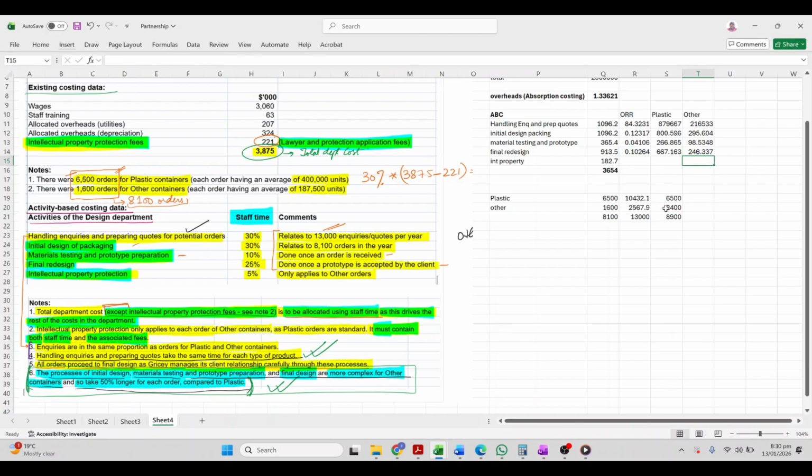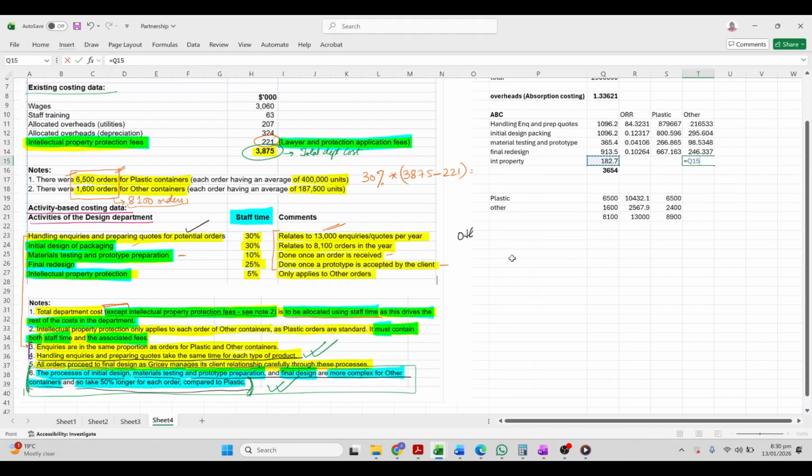Now, the interesting part is the last one, intellectual property. Intellectual property is 5%, right? And that is only applicable to other orders. So this is equal to this multiplied by 0.05. Oh, sorry, this is already 5%, right?